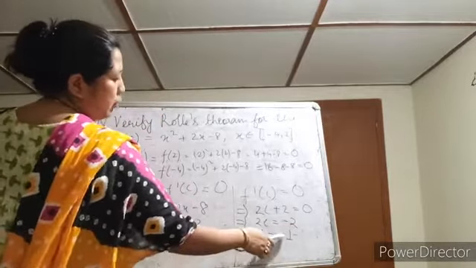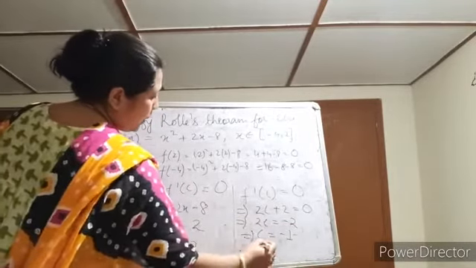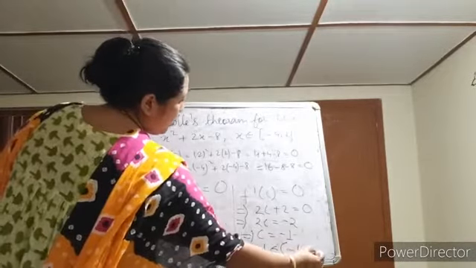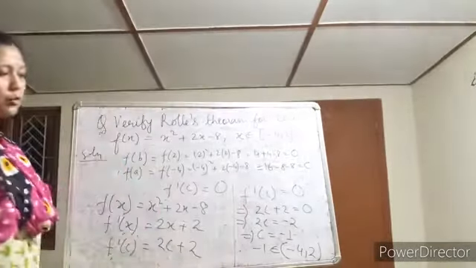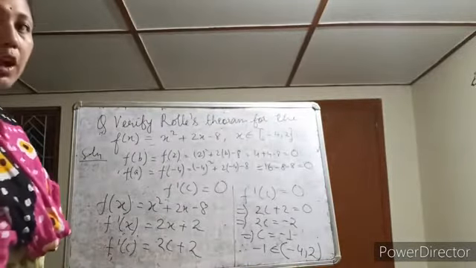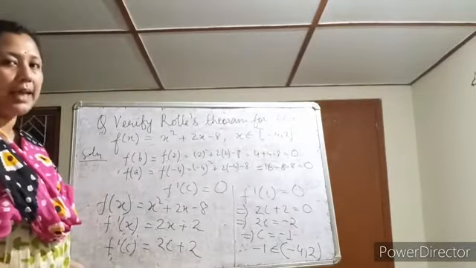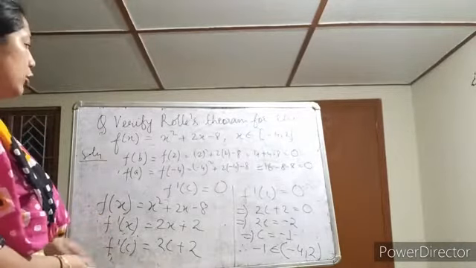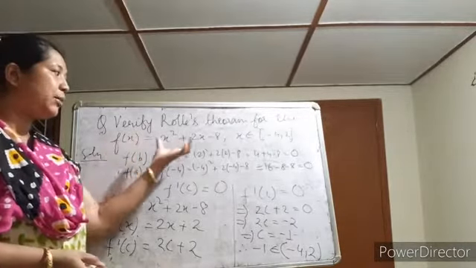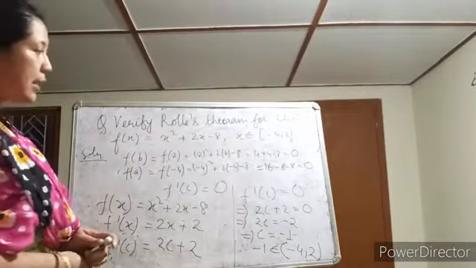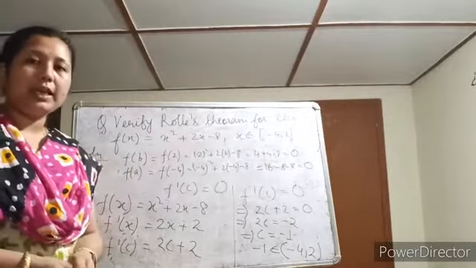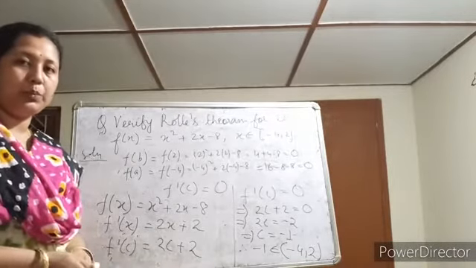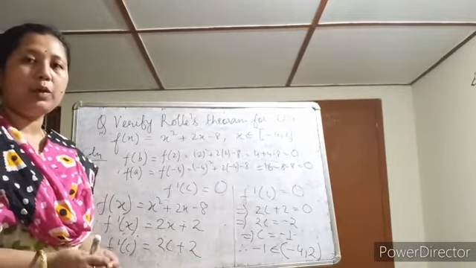So is our value minus 1? Yes. Therefore we can conclude that minus 1 belongs to the open interval minus 4 comma 2. So we conclude that Rolle's theorem is also verified for the given function f of x equal to x square plus 2x minus 8, where x belongs to the closed interval minus 4 comma 2. I hope all of you understood.